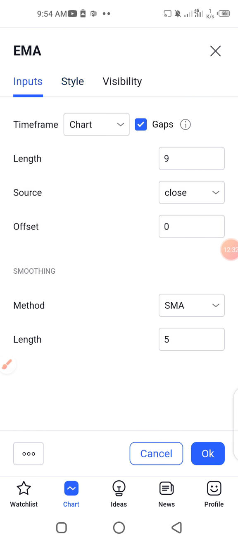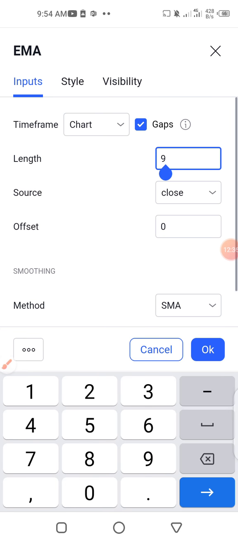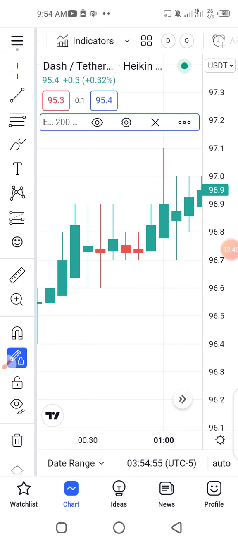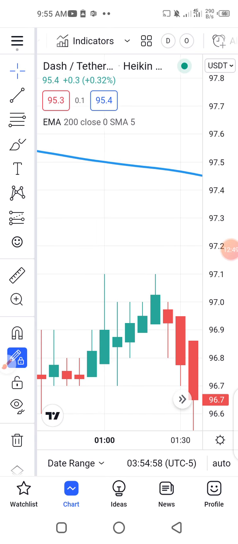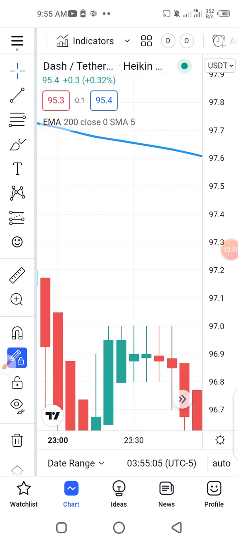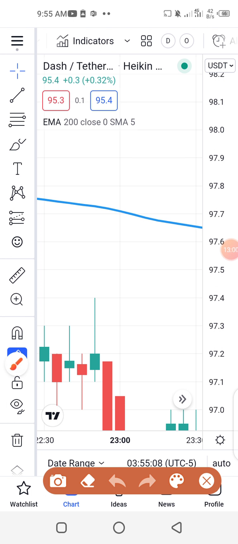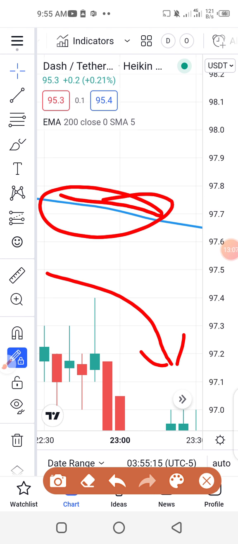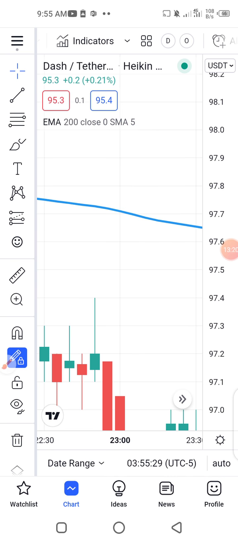I'm coming back here. Inputs, lengths. This EMA, is it the one I want? If it's coming on one, I'll put it to 200. Yes, 200. The game is this: if you have your candles below this line, that means you're on a downtrend, so try and trade down signals alone. If you have them above, that means you're on an uptrend, so trade up signals alone if you're doing futures. So that's the way it is.